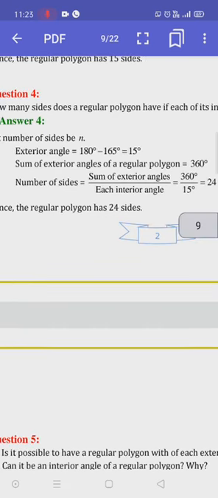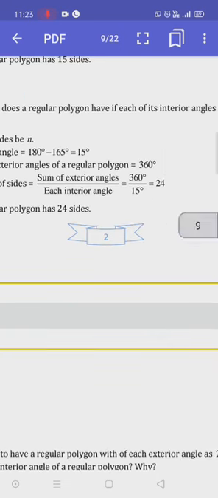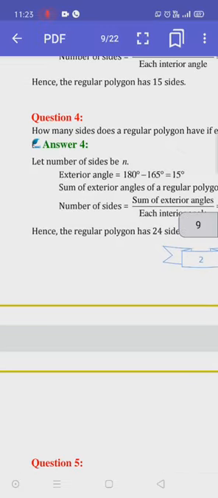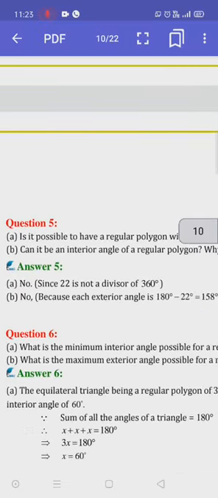Now we have to find the number of sides. The sum of exterior angles upon each exterior angle; by mistake it is written interior angle. So 360 upon 15 will be 24 sides. Okay, this was the fourth question. Now I am going to explain question number 5.